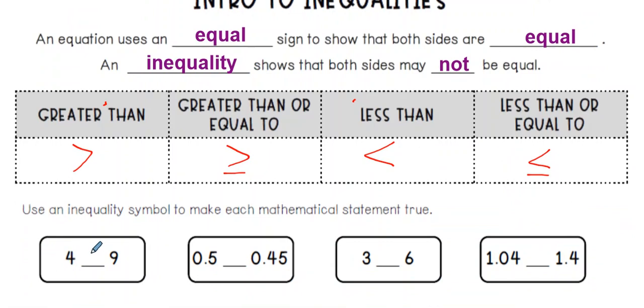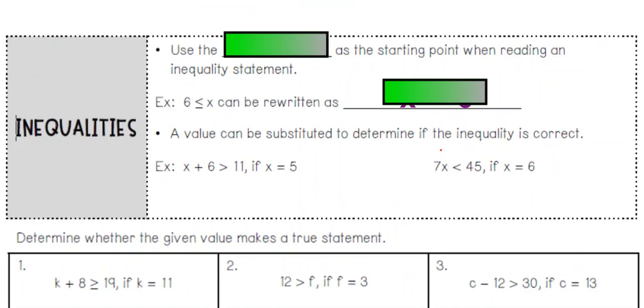All right. So 4 is obviously less than 9. 0.5 and 0.45. If you want to make them the same, you can put a 0 there. So then that lets you know that 0.50 is greater than 0.45. All right, 3 is less than 6. And 1.04 is less than 1.4. All right, so that is just using inequality signs, right? Greater than or less than.